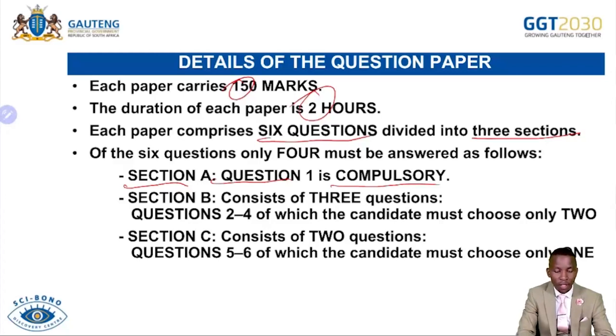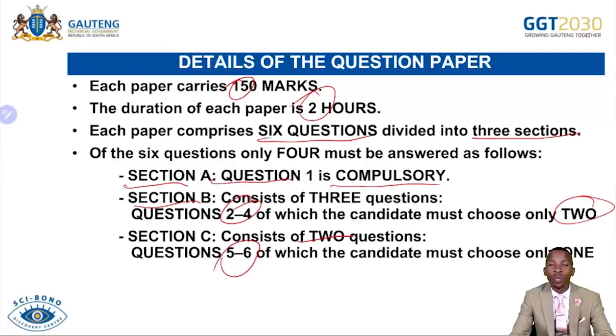Section B consists of 3 questions where you have a choice now. We have question 2, question 3, and question 4, but the expectation is that you choose 2 questions out of the 3. You answer only 2, you don't answer everything. Section C consists of 2 questions and you choose only 1 question. We have question 5 and question 6, whereby you choose 1 question to answer. Each question consists of 40 marks.